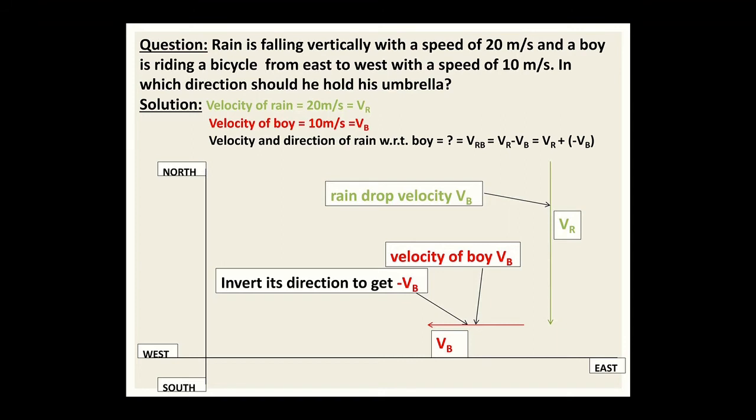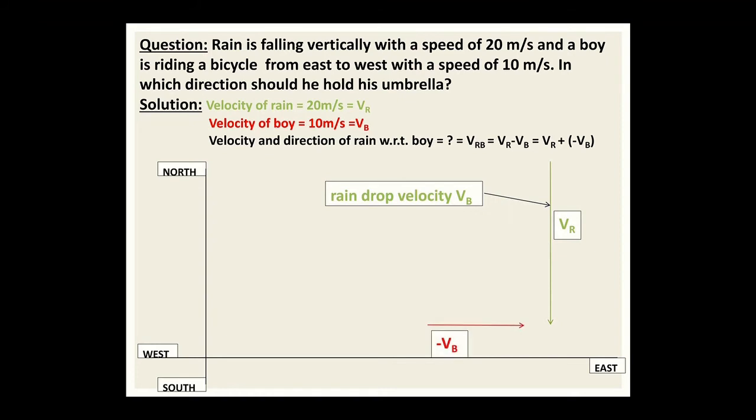But we need to find minus VB. So to find minus VB, what do you have to do? You have to just invert this red arrow. So the direction of minus VB will be from west to east. Here you can see that we have inverted this red arrow. Initially it was from east to west, which was representing VB, but now it is from west to east, which is representing minus VB. So now we have VR and also minus VB. The next step is to simply add VR and minus VB.